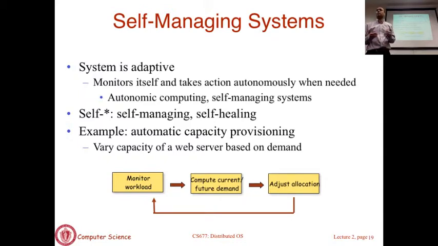Okay? It's a class of distributed systems. These systems also tend to be distributed in some shape or form. They don't have to be, but they tend to be. Okay? So this class is also an active area of research.